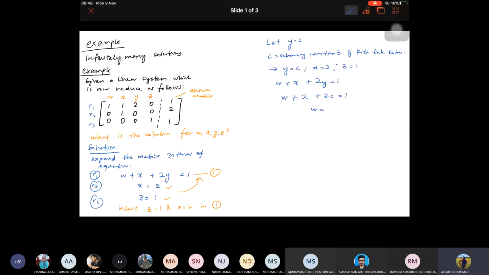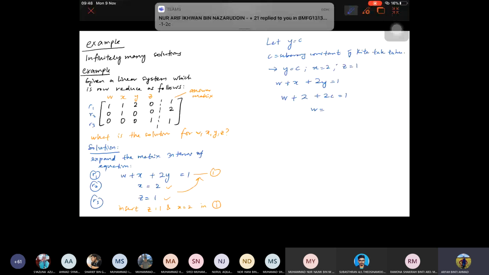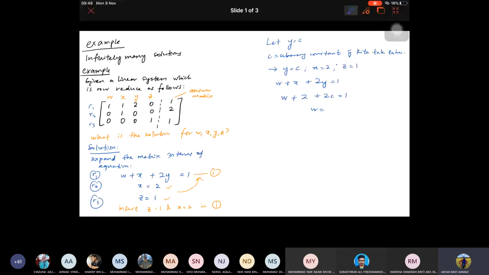Negatif 1 tolak 2C. Yang lain dah nampak? Is the screen boleh see clearly? Okay. So the screen is not delay anymore. That's good. So from here you can get W akan sama dengan negatif 1 tolak 2C.